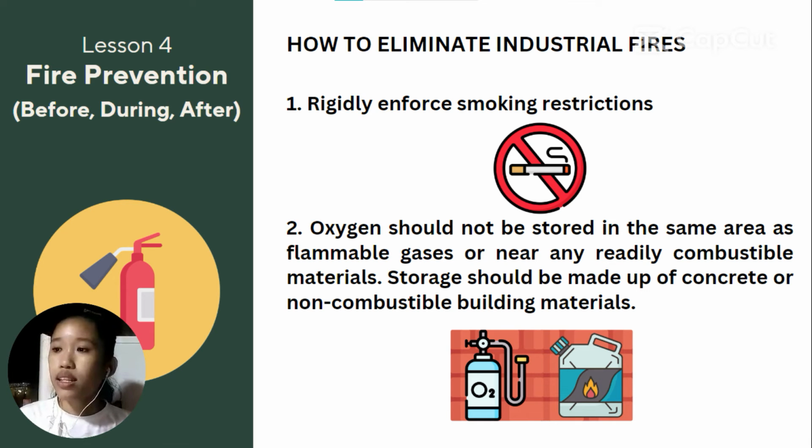So in this slide, I am going to talk about how to eliminate industrial fires. So number 1, rigidly enforced smoking restrictions. It means nga ayaw gid kalimti nga magbutang tag mga restrictions og signs nga dapit ang bawal, kay it is actually one of the ways nga para makaprevent ta og accident.